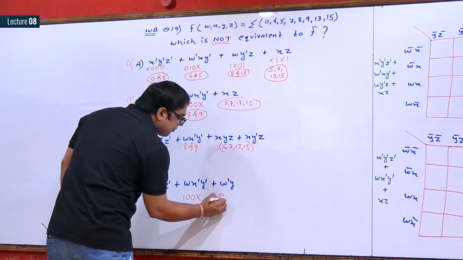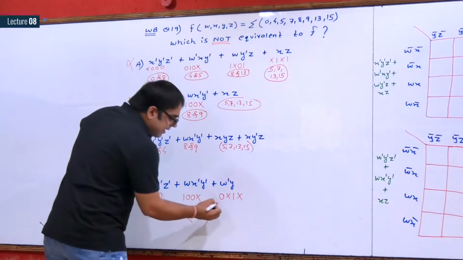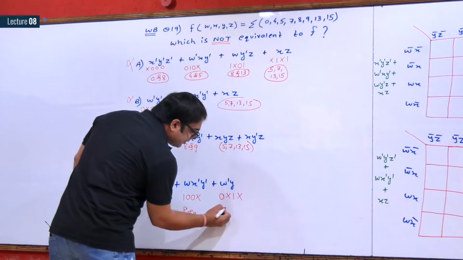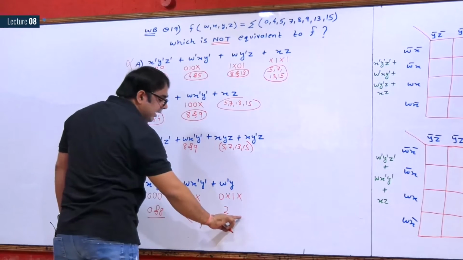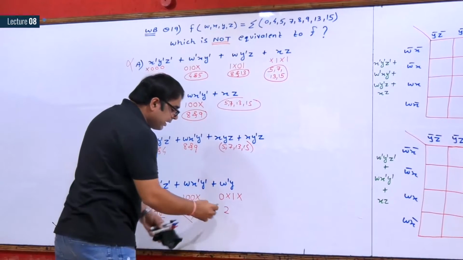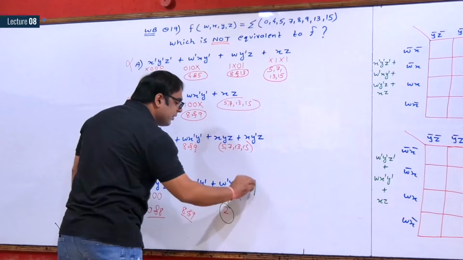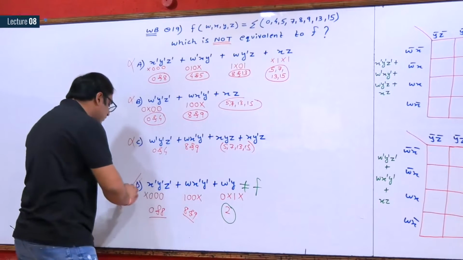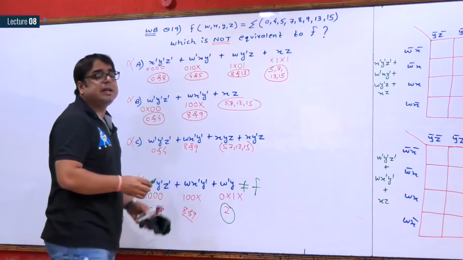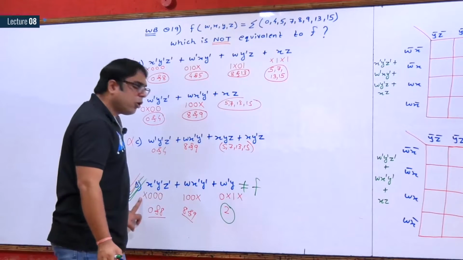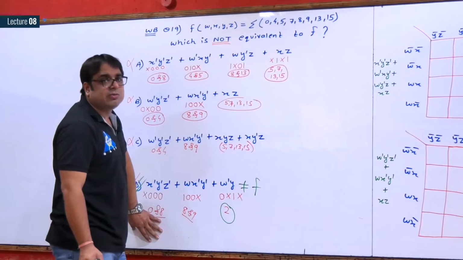Next. W is equal to 0, X is not given, Y is equal to 1, Z is not given. 0, 0, 1, 0. This will give you 2. 2 is not matching. No need to find other three minterms. This 2 is not matching, means this is not equivalent to F. So you have to mark option D only. Option D is correct. This is one method of solving this question.